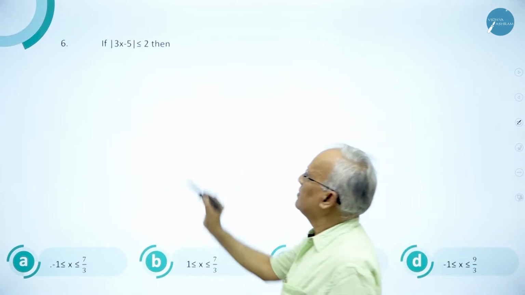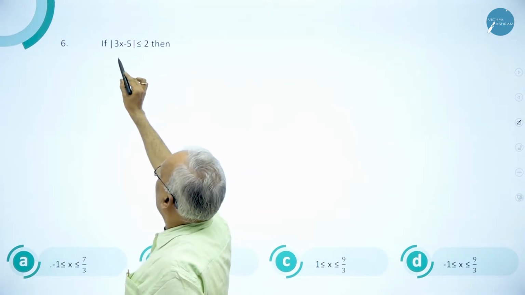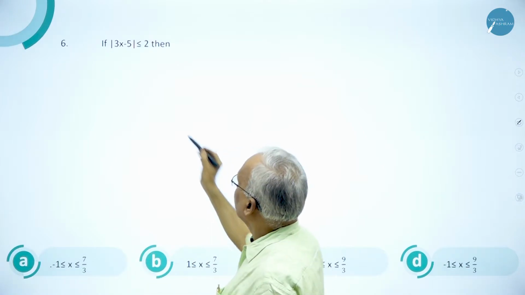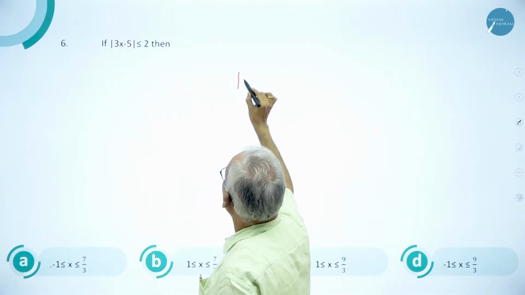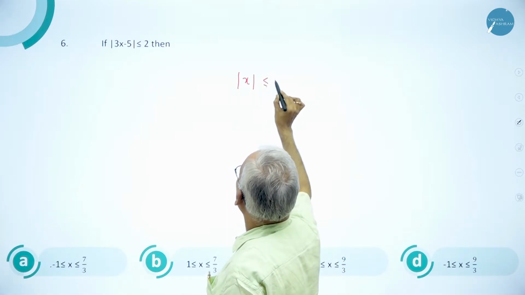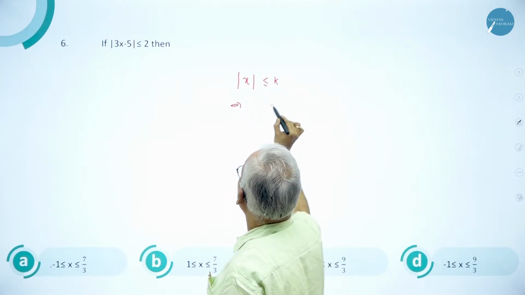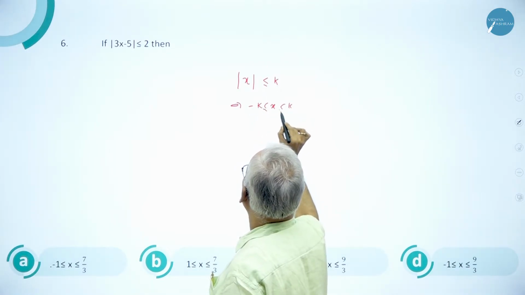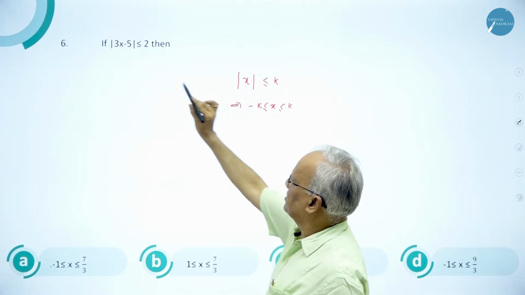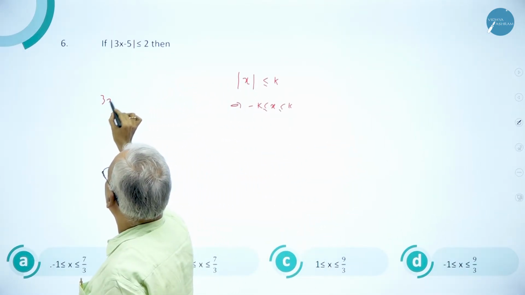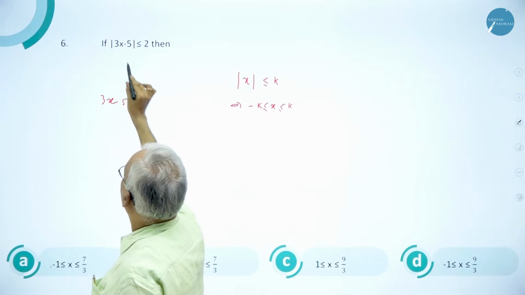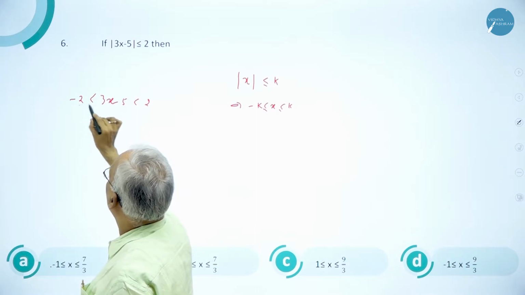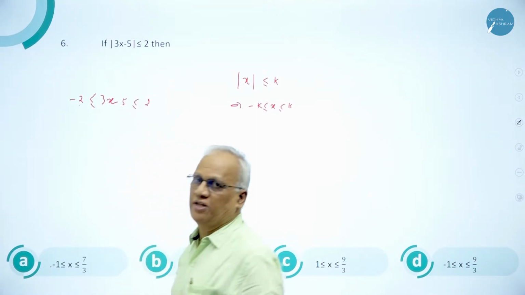Now, if mod 3x minus 5 is less than or equal to 2, then one of these. So you have modulus of x less than or equal to k means x lies between negative and positive of this number. This is the result. So whatever you have under modulus sign, so this implies 3x minus 5 lies between minus 2 and plus 2, inclusive of minus 2 and plus 2 because equality is also there.